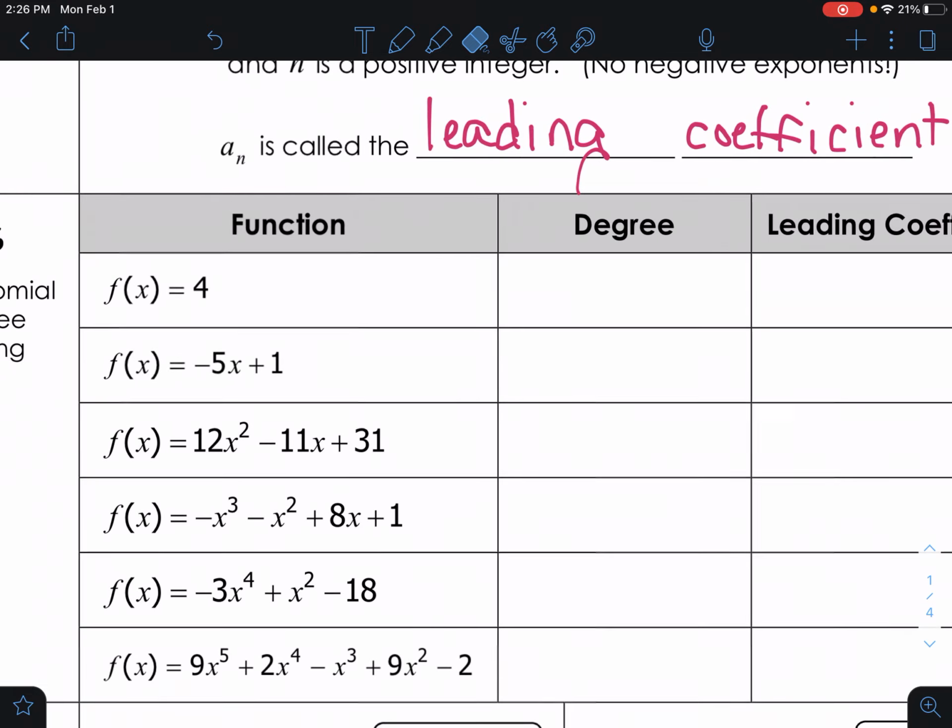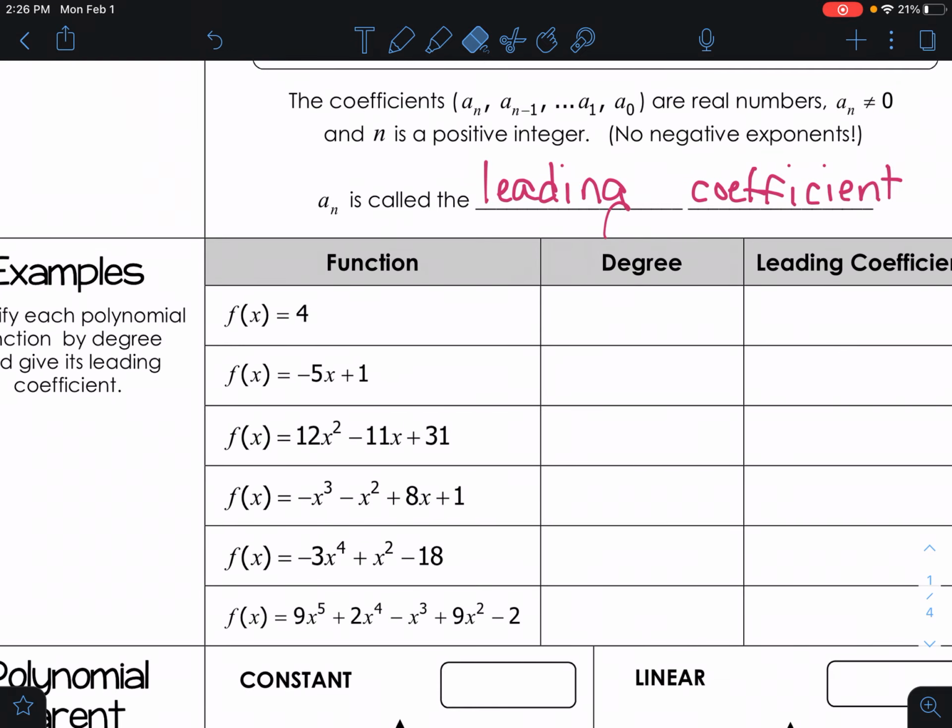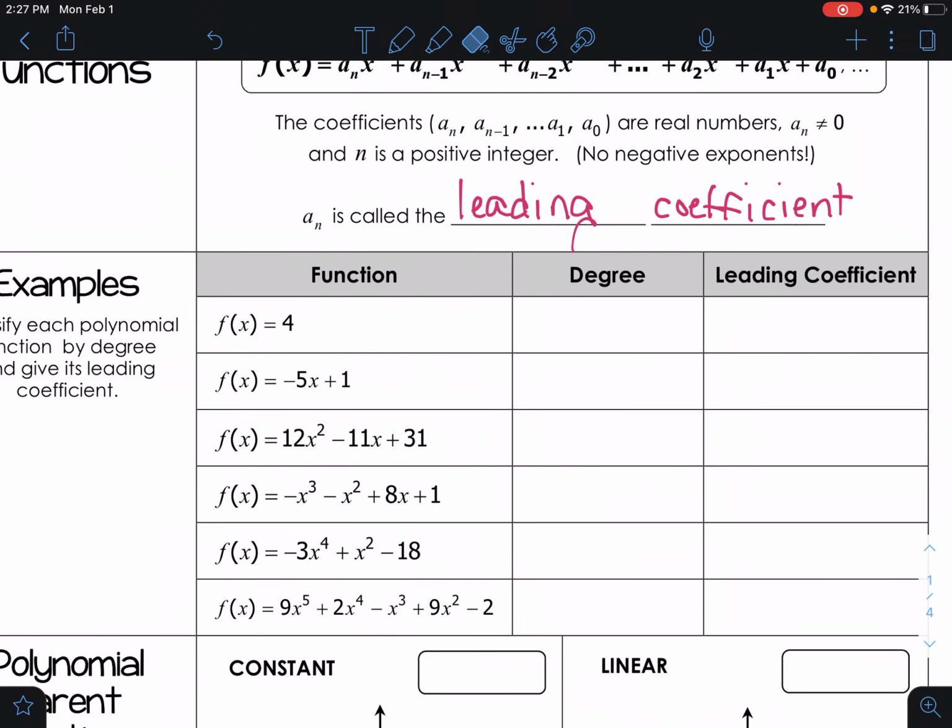So, this is a function. Remember f of x is the same as y. So this is really like saying y equals 4, okay? And in order to determine the degree, we say, what is the biggest exponent on the variable? So you would say, well, what is the variable here? There is no x, right? Or another way to say that is it's x to the 0 power, which is just 1. So I like to think of it, there's no x, so the degree is 0. What's the leading coefficient? Well, there's only one thing there, it's 4.